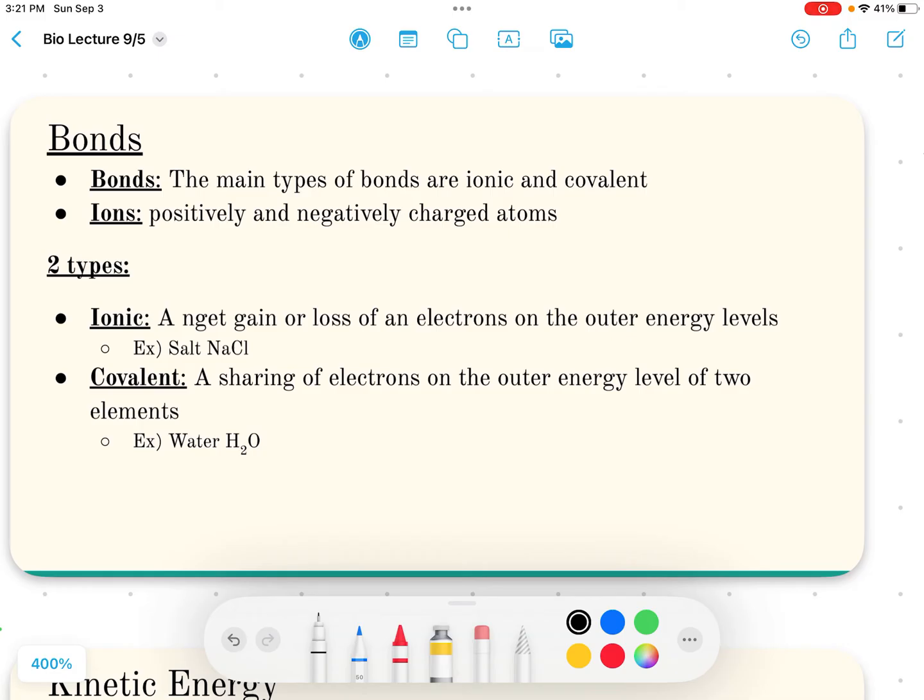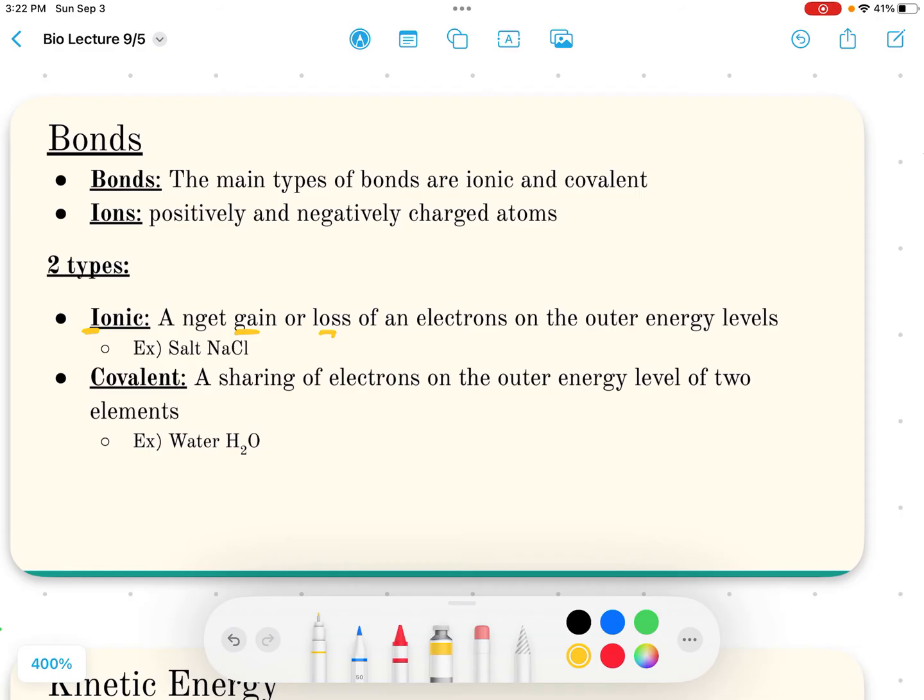So some ways that I've taught kids before to remember the difference between ionic and covalent: ionic has I, I want it, I take it, because we gain or lose electrons. So I'm going to take something. If I want it, I take it, and it's going to change the number of electrons. And then they bond together because one becomes more positive, one becomes more negative because they just lost or gained an extra electron, and they stick together.